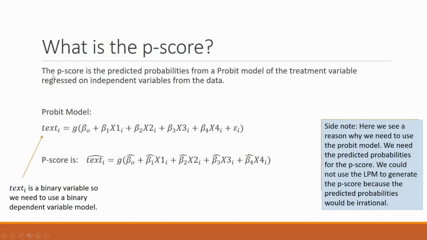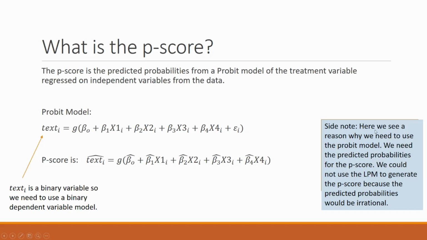All right. So what is the p-score? The p-score is the predicted probabilities of a probit model of the treatment variable regressed on independent variables from the data. So we use a probit model. So we're going back to our example of textbooks. The textbook variable, the treatment variable, is a binary variable. It equals 1 if you own a textbook, 0 if you don't. And so we've regressed this using a probit model using a bunch of the independent variables from our data set. And the p-score is the predicted probability generated from the probit model.